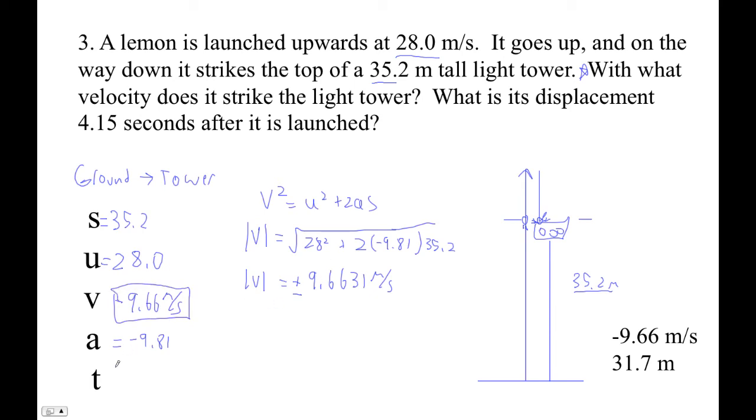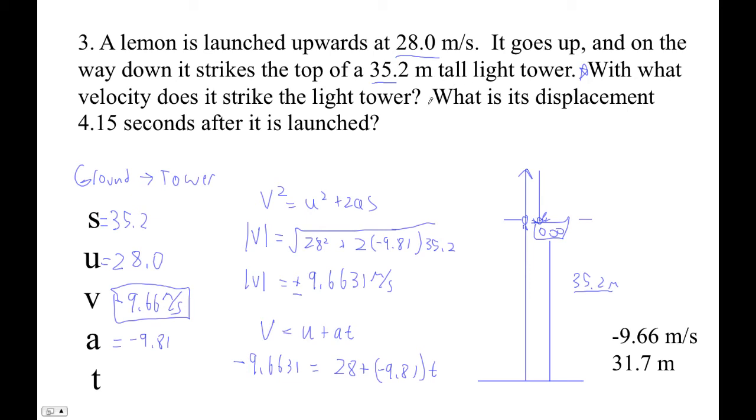And if I wanted to find the time to when it hits that tower, right, I would just use v equals u plus at. So some of the assessments ask that for the time, right? And then I would just set this up like this, right? I'd say negative 9.6631 equals 28 plus negative 9.81 times t, right? And then I just solve for t. This one doesn't ask for that, okay?